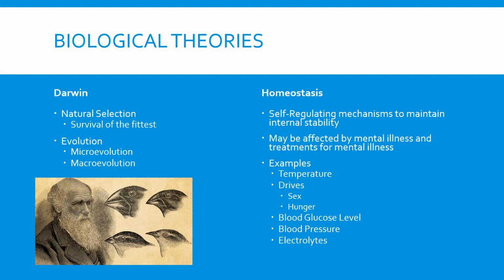Homeostasis is a self-regulating mechanism that helps our body to maintain internal stability. It may be affected by mental illness and mental health treatments. Different types of homeostasis that we see is our drive to maintain a normal temperature. We have our sex and hunger drives, our body's ability to maintain a proper glucose level, blood pressure, and electrolyte levels. As I mentioned, we primarily look to homeostasis when we see the effects of mental illness and certain medications that we provide for those illnesses.